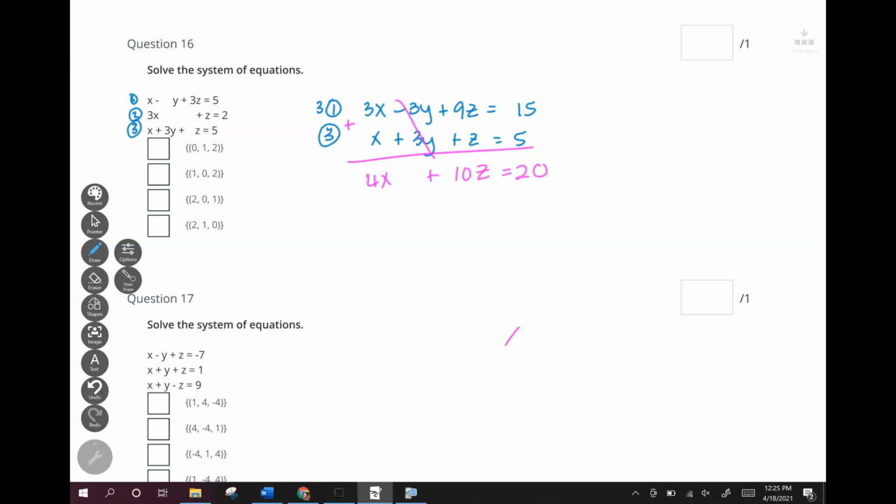Okay, so now I have this equation. And what I can do is use equation 2 and this equation, I'll call it equation 4. I can either use substitution or elimination to solve for x and for z. I'm going to use substitution, so I'm going to take equation 2 and solve for z. So I know z equals negative 3x plus 2. Now I'm going to take that and plug it in for z here. So I've got 4x plus 10 times negative 3x plus 2 equals 20.